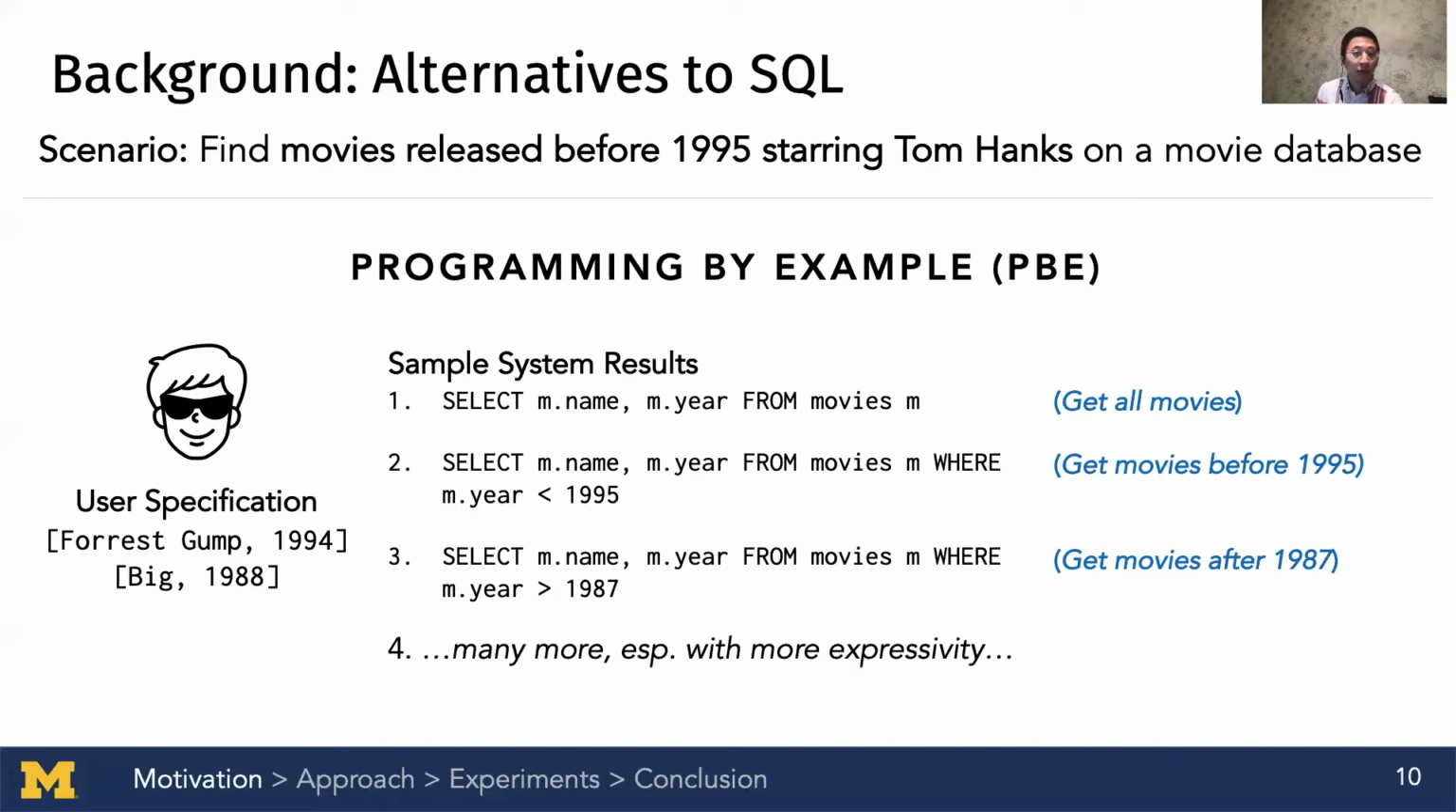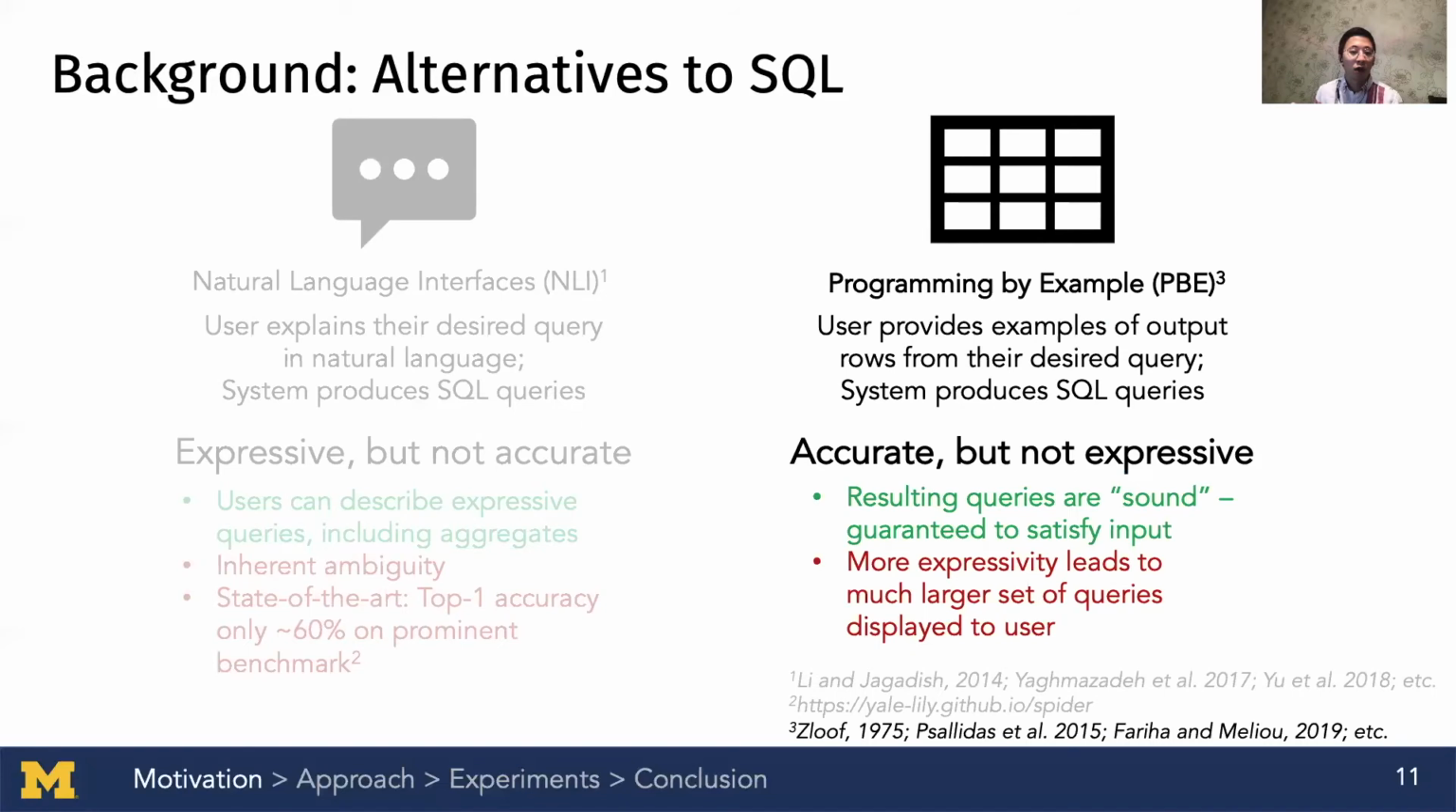But there could be many, many more, especially if we permit more expressivity in the syntax of the resulting SQL queries. This is the pro and con of the PBE approach: the resulting queries are sound. They're guaranteed to satisfy the input constraints, which are a hard constraint. But on the other hand, more expressivity leads to a much larger set of queries being displayed to the user.